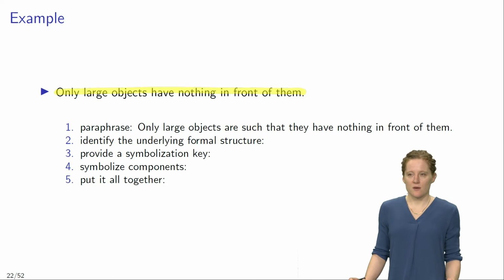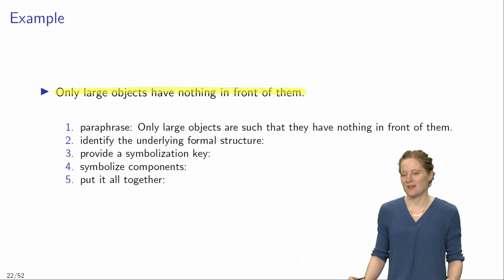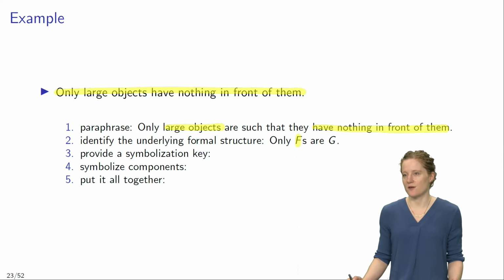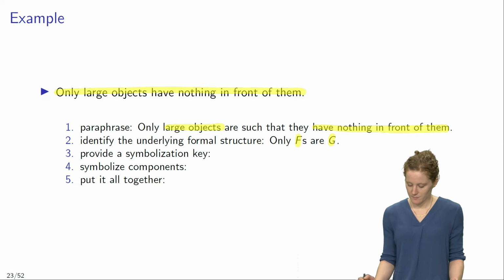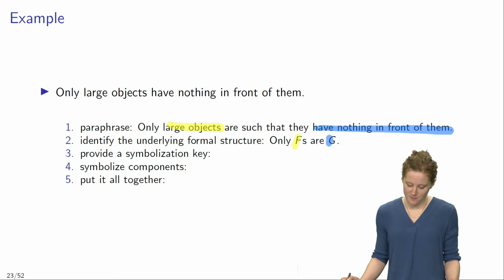Now this sentence is a little more complicated. It sounds more unfamiliar. You won't hear people saying sentences like this one. But it is useful for us because this paraphrase allows us to identify the underlying formal structure of our sentence. The underlying formal structure here is only F's are G, where F corresponds to the predicate is a large object, and G corresponds to the predicate has nothing in front of them. Maybe let's choose different colors here. So F corresponds to large object, and G corresponds to have nothing in front of them.